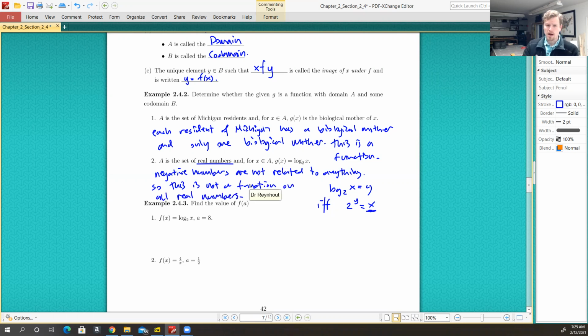Now, it is a function on the positive real numbers, but it's not a function on all real numbers. And that's why I include the example, because we want to understand what the significance of a domain is. This is not a function on the domain of all real numbers. It is a function on the domain of positive real numbers. In fact, it's a function on the domain of positive integers as well. That's absolutely fine. But it has a maximal allowance, the positive reals. So I can't say that I can include all reals because that's simply not true.